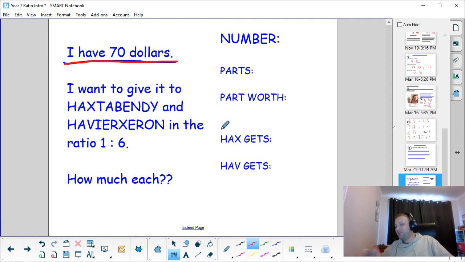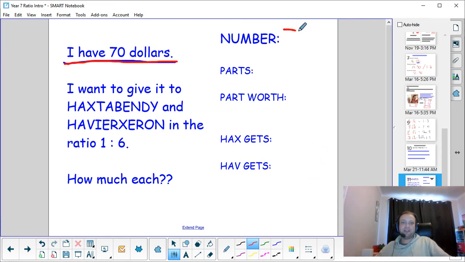But I don't want to split it up evenly, because the two people involved don't deserve to get it split up evenly, because one person works a bit harder than the other. So I want to give it to Haxterbendy and Javier Zerin in the ratio of 1 to 6, right? So one person gets 6 times as much as someone else. So what you really need to be thinking about is this process, okay? And you will have a structured question today that makes you think like this.